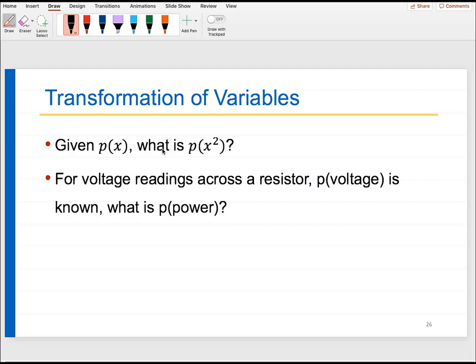Okay. Transformation of variables. Very easy concept. Given P(x), given the probability density of x, what is the probability density of x square? For the discrete case, it is very easy to find. For the continuous case, it is a bit involved. For example, you are measuring voltage readings across a resistor, and you know the density of probability of voltage, right? What is it for our Indian system?